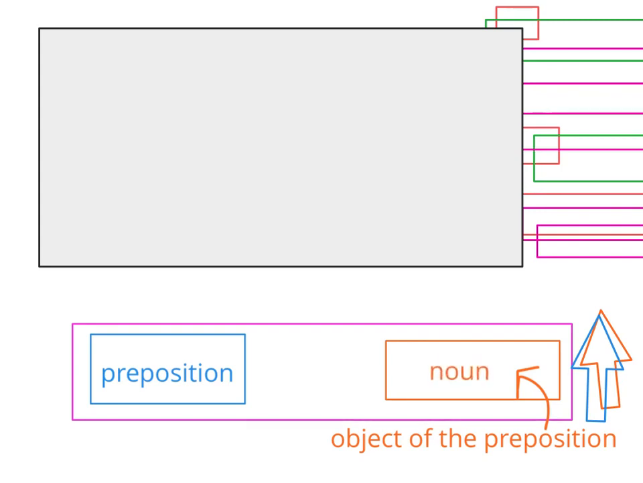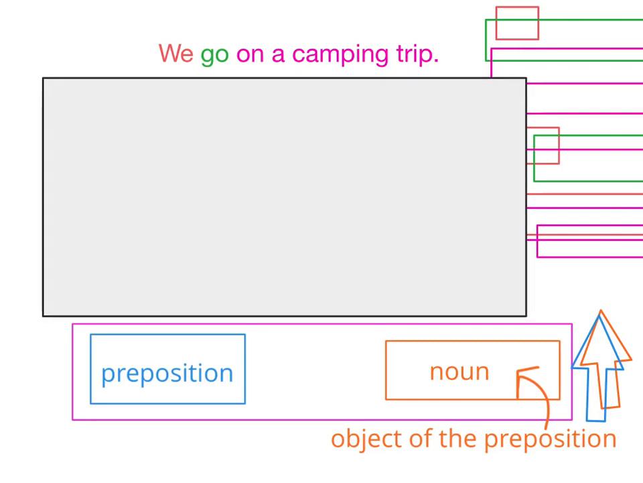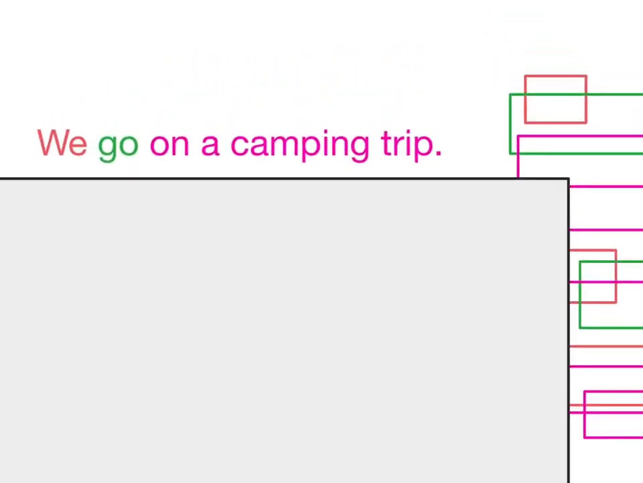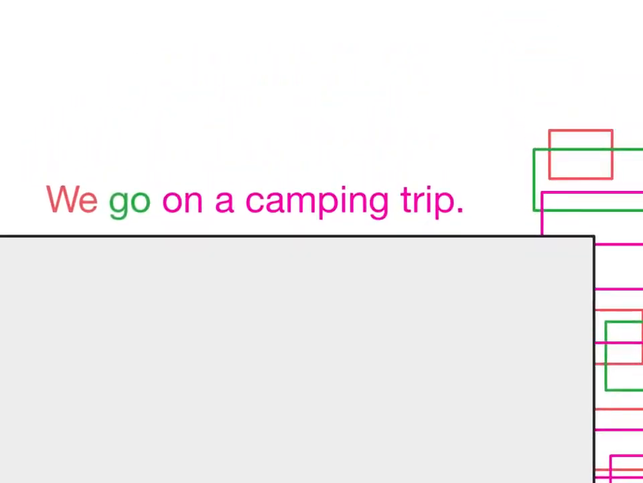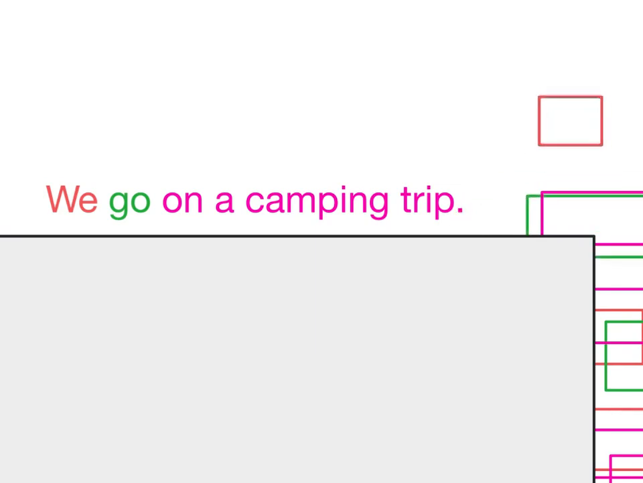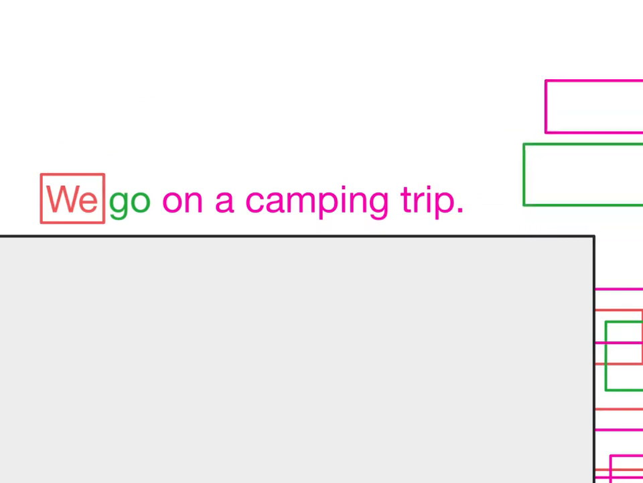So let's take a look at a sentence. We go on a camping trip. What is the subject of that sentence? Who is it about? Who is going on a camping trip? Okay, that is we. What is we doing? What is the verb? That is the word go.